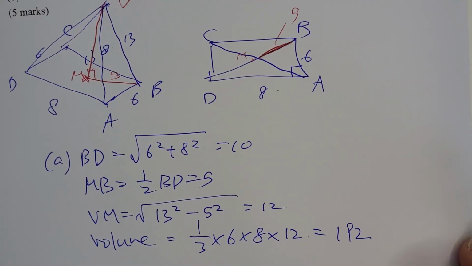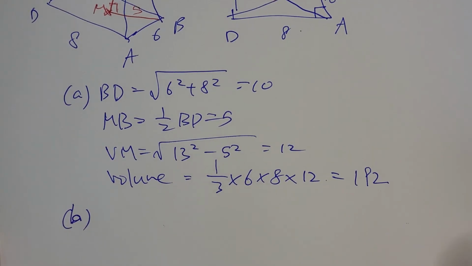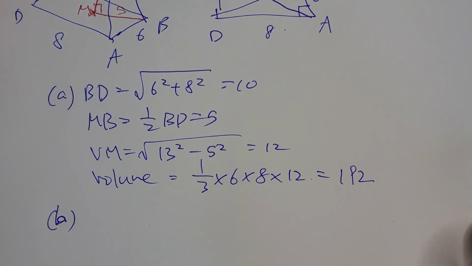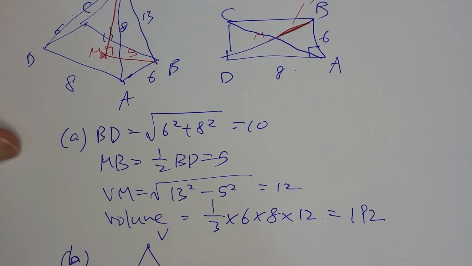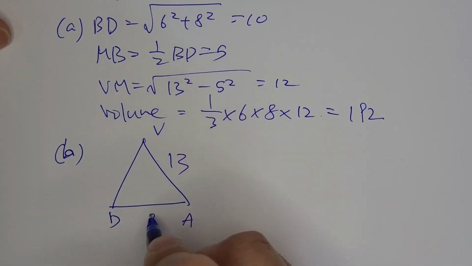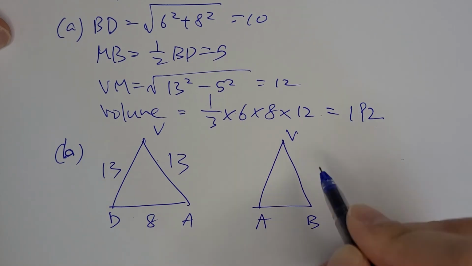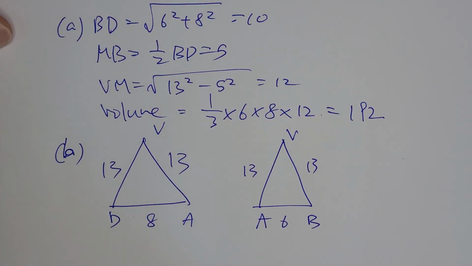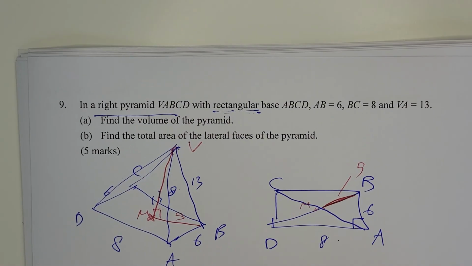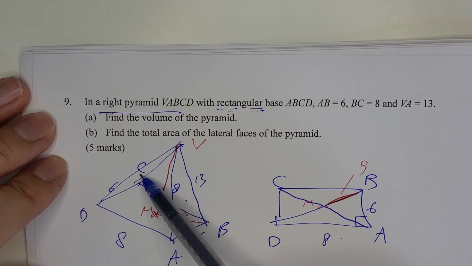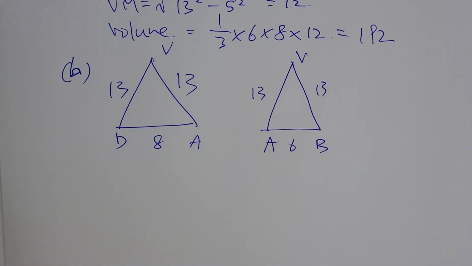Okay, easy. Part B, you need to find the lateral surface area. So there are 4 lateral surfaces, okay, but 2 of them are the same. First one, this one, VDA, 13, 8, 13. The second one, VAB, 13, 6, 13. If you can find these 2 areas, then you add them together and then multiply by 2, because VAB area equals VCD area. VAD area equals VBC area. Okay, so you can do it in this way.